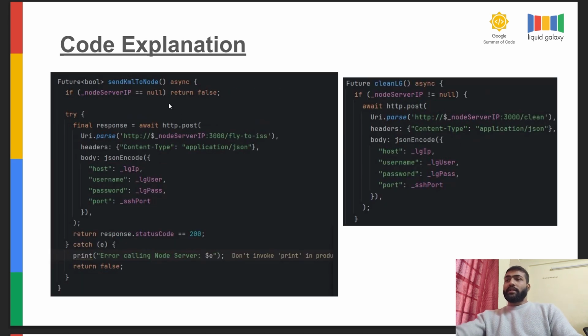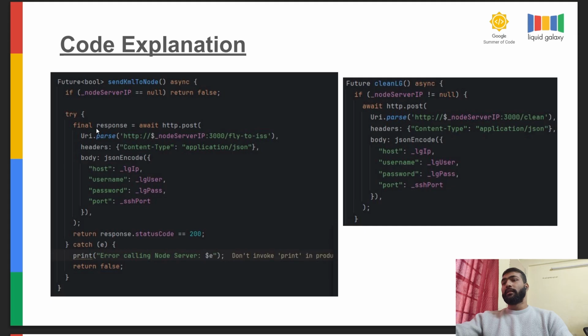Then our other function is send KML to node, which sends the details of the connection model to the Node.js server for the secure connection between the node and the Algeric. So it uses an HTTP service, and first of all I have created the node server IP, which if not equals to null, tries the block, and if it is null it returns false only.